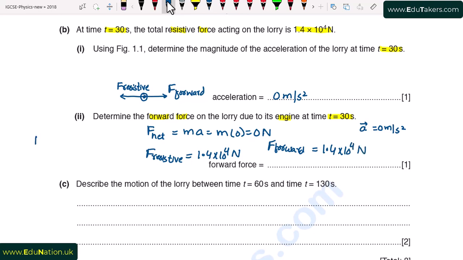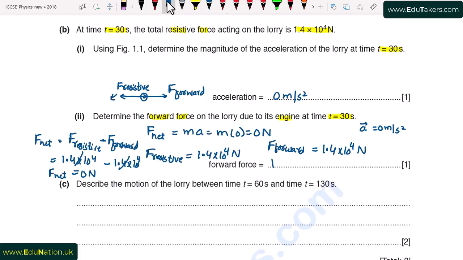So when I calculate the net force, from this figure we can see that it will be resistive force minus forward force. When I put values here, it is 1.4 into 10 to the power 4 minus 1.4 into 10 to the power 4. So this cancels by this and the total net force comes to be 0 Newton. So I write here forward force is equal to 1.4 into 10 to the power 4 Newton. Next part C.